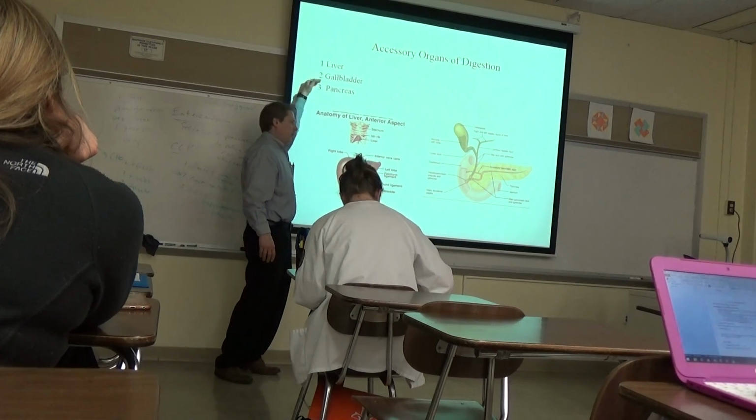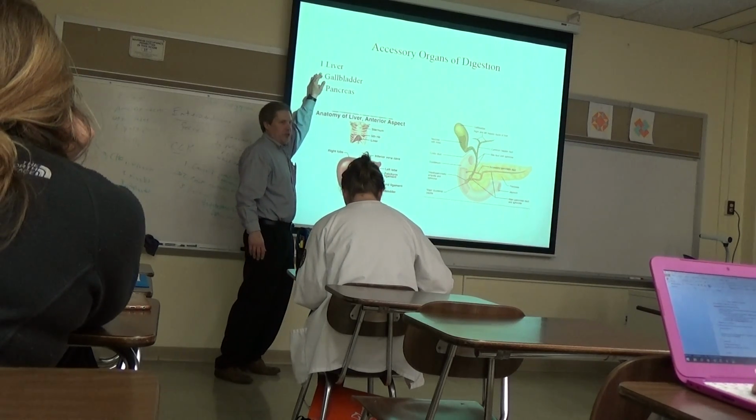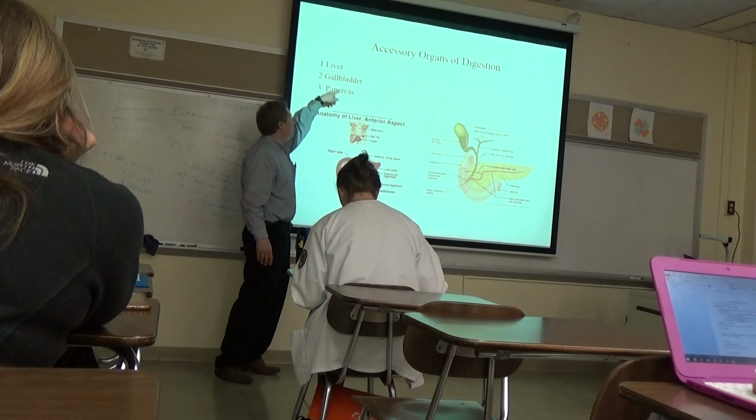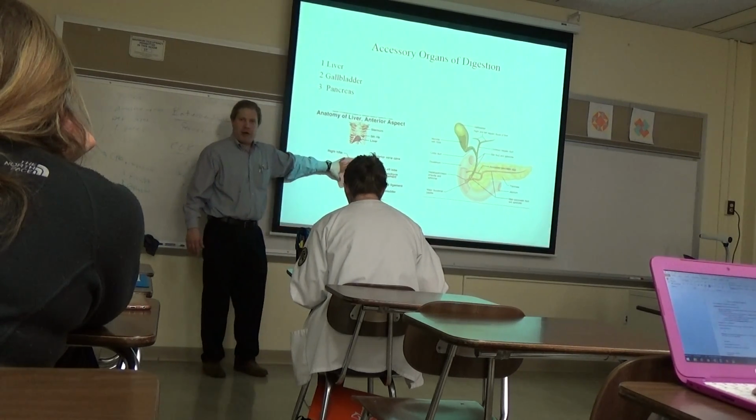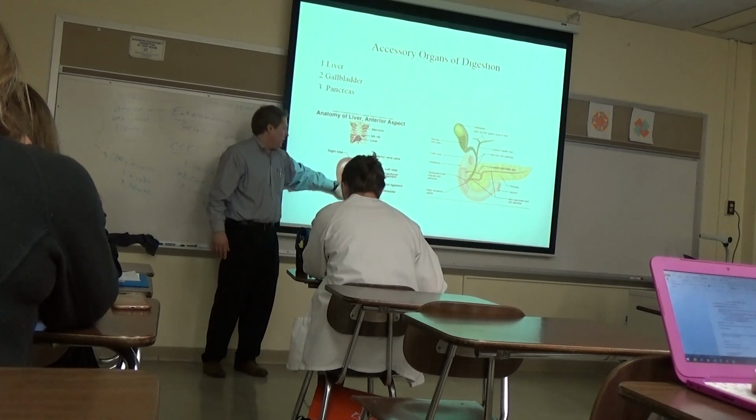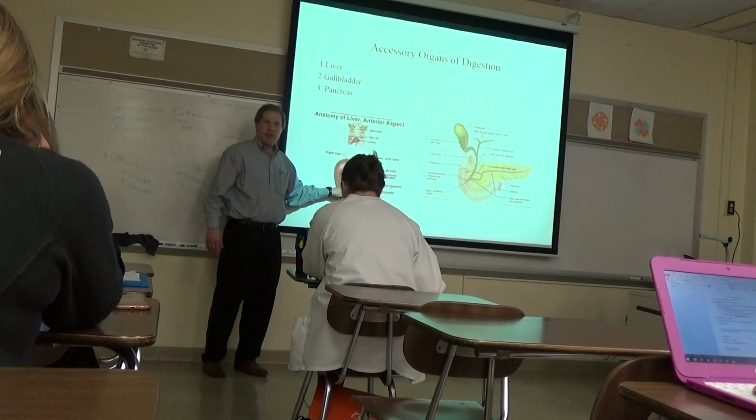Besides, you can think about the teeth and accessory structures too, and that's fine and dandy. But the liver and the gallbladder and the pancreas. So where is this stuff located, right? We have the liver in the right upper quadrant. Take the liver, lift it up, and there's the gallbladder hiding underneath it.